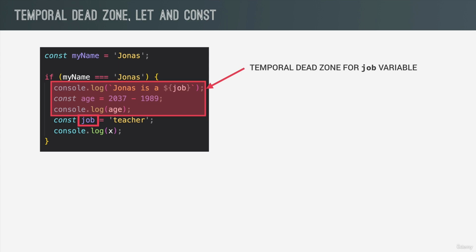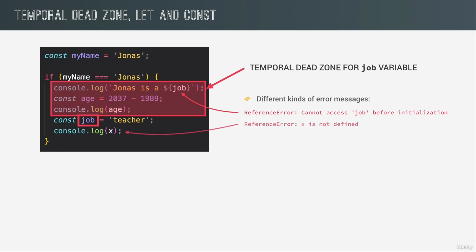So it is as if the variable didn't even exist. Now, if we still tried to access the variable while in the TDZ, like we actually do in the first line of this if block, then we get a reference error telling us that we can't access job before initialization. So exactly as we learned in the last slide, right? However, if we tried to access a variable that was actually never even created, like in the last line here where we want to log x, then we get a different error message saying that x is not defined at all.